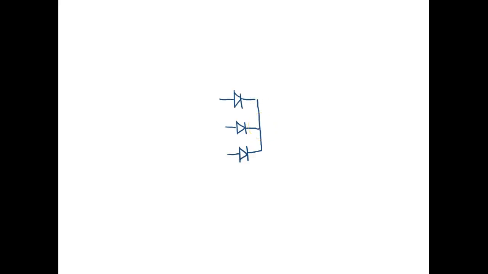Now, when we're dealing with logic, we're dealing with what we call ones and zeros or highs and lows, right? You understand? So what I'm gonna do is I'm gonna come over here and I'm gonna put a resistor right here. And I'm gonna take my output right here. So I'm gonna put my meter right here.